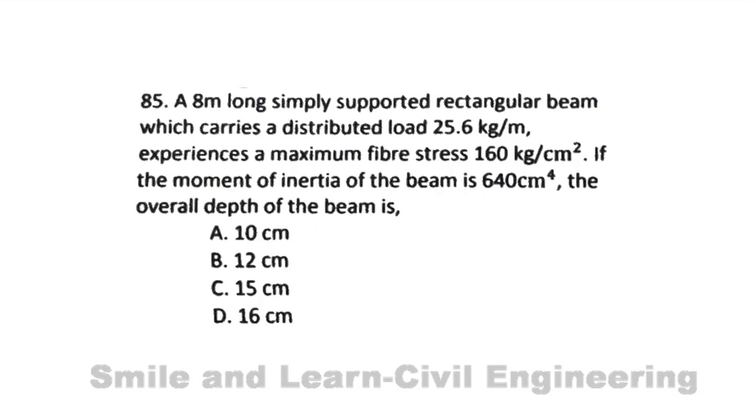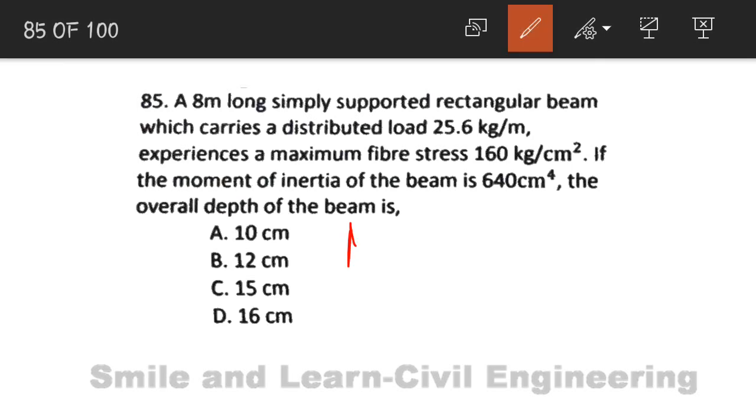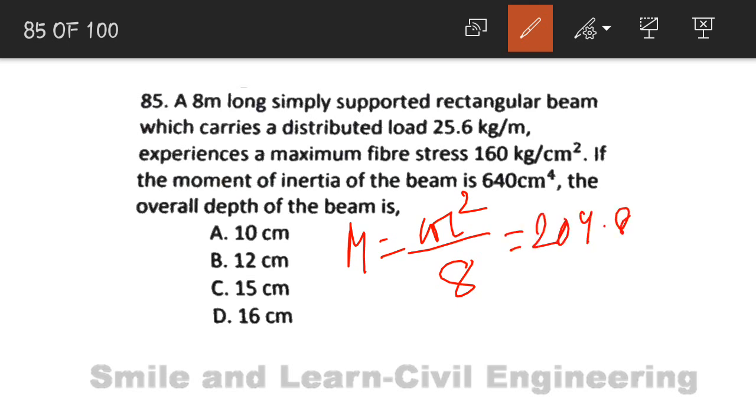Next question, an 8 meter simply supported rectangular beam which carries a UDL of 25.6 kg per meter. It experiences a maximum fiber stress of 160 kg per centimeter square, and I is also given 640 centimeter to the power 4. So what will be the overall depth? Now first let us find the moment. Moment is WL square by 8, UDL simply supported beam, WL square by 8. You all know, I hope. So you will get the value as 204.8. W is 25.6, just put the values, 8 meter long, just put 8 meter square by 8, no need to change the unit.